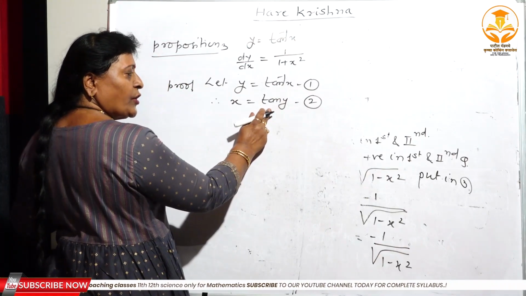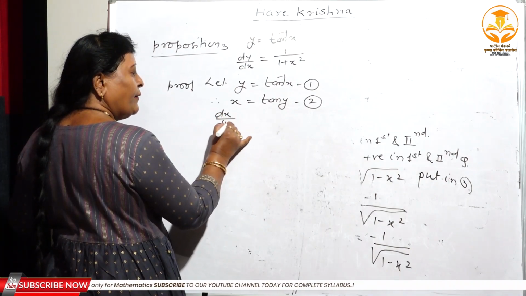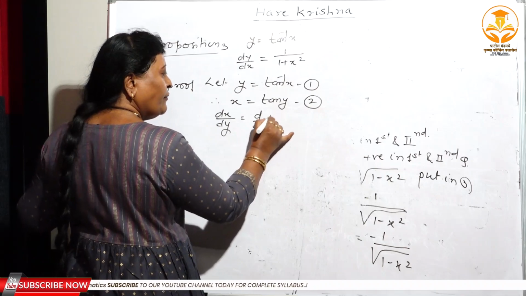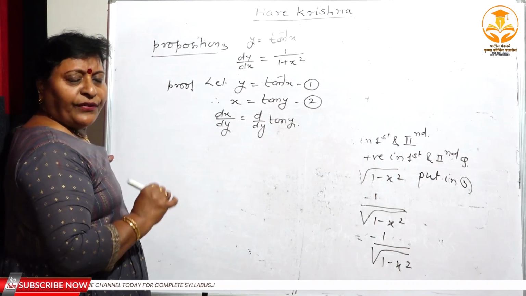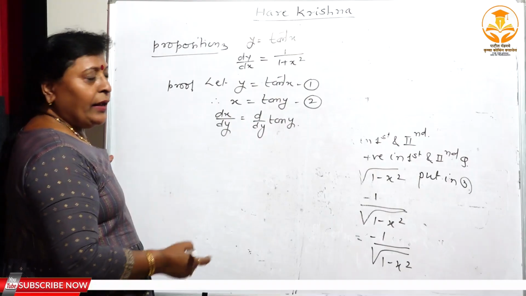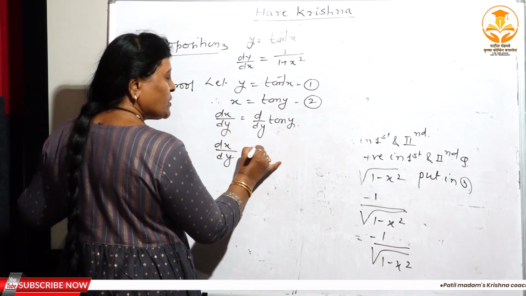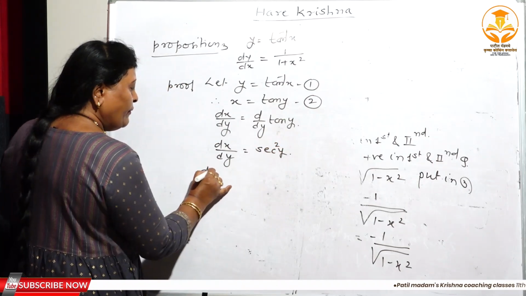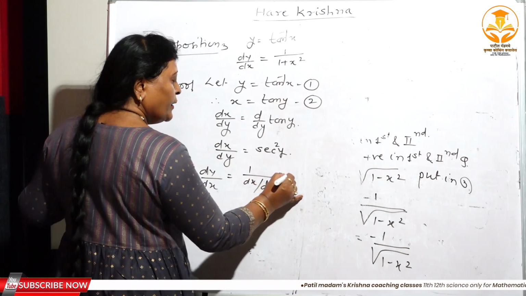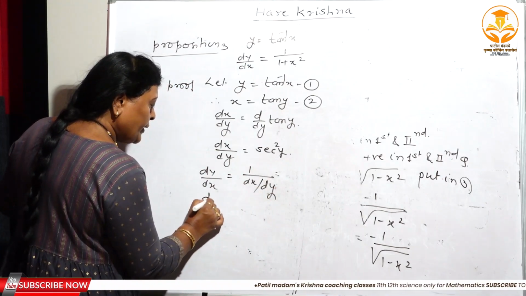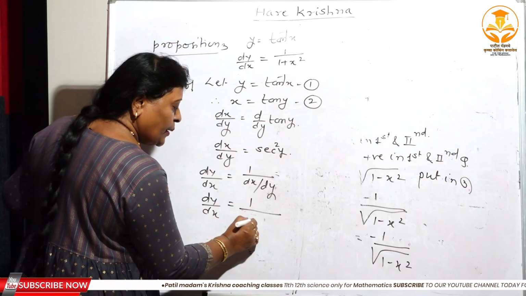Again, x is a function of y. You have to differentiate with respect to y. Therefore, dx divided by dy is d/dy of tan y. And what is the derivative of tan y? That is equal to sec square y. What is d/dx of tan x? Sec square x. In the similar way, d/dy of tan y is nothing but sec square y. Again, we know dy divided by dx is equal to 1 upon dx divided by dy, which is sec square y.